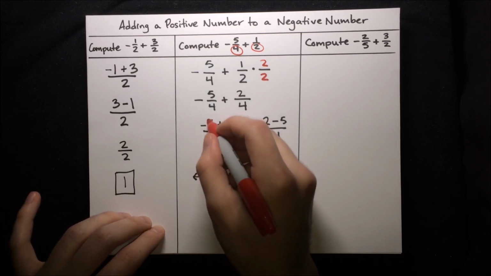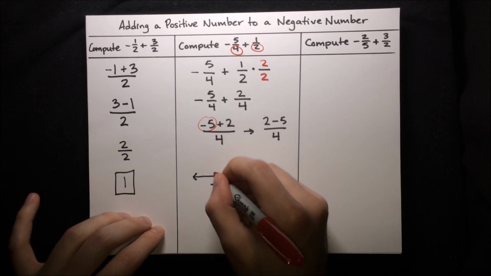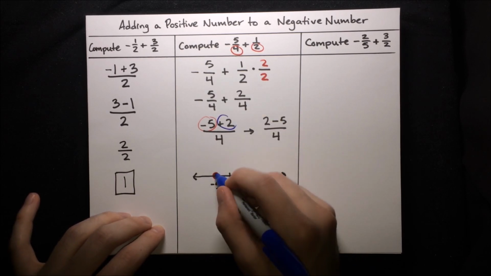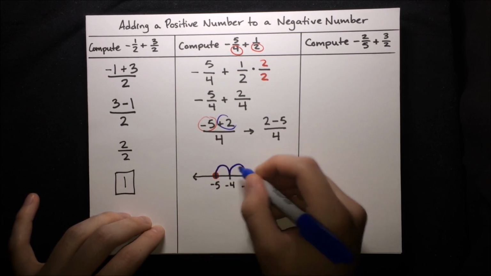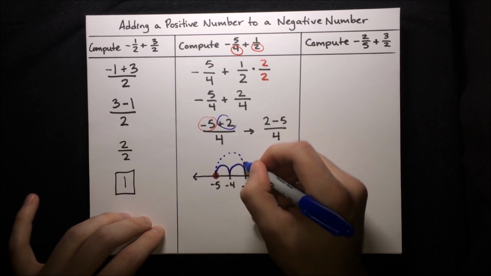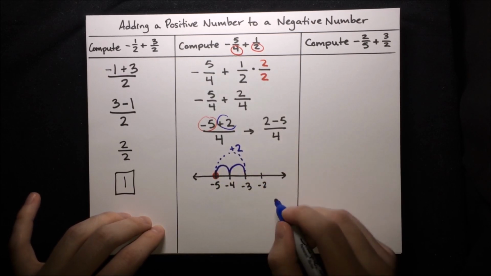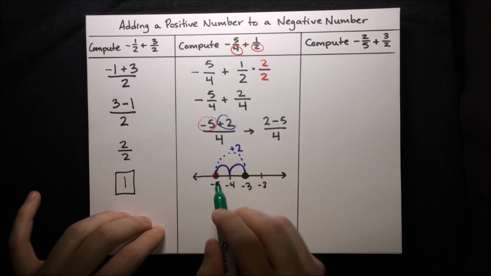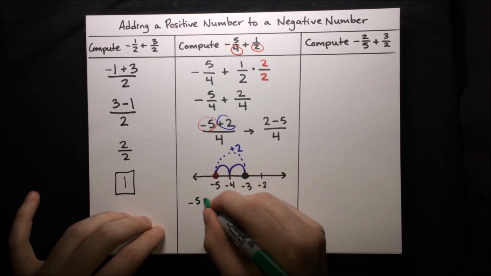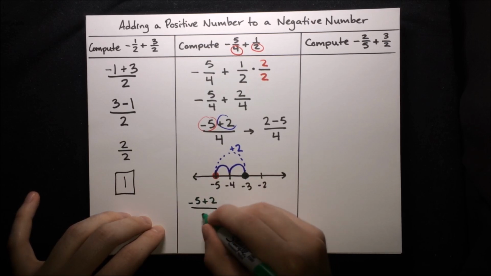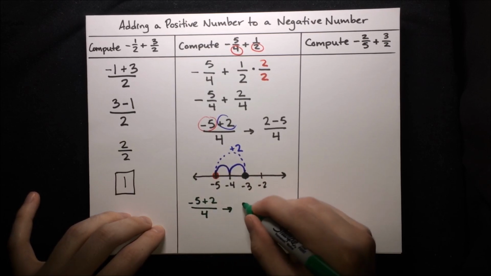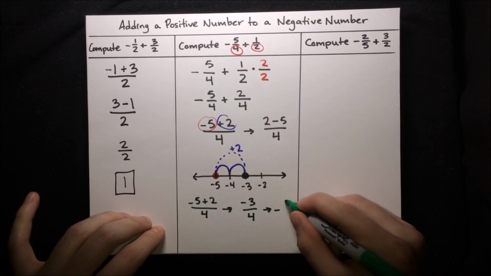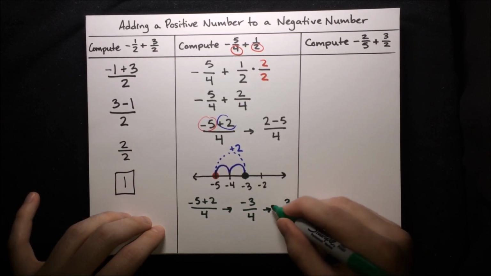So we'll go ahead and start at that negative 5 over here, and then we'll make 2 jumps to the right. So go over 1, 2. That way the full jump is a plus 2. And where do we end up at? We end up at negative 3. So negative 5 plus 2 over 4 turns into negative 3 over 4. Which is just the same as negative 3/4.